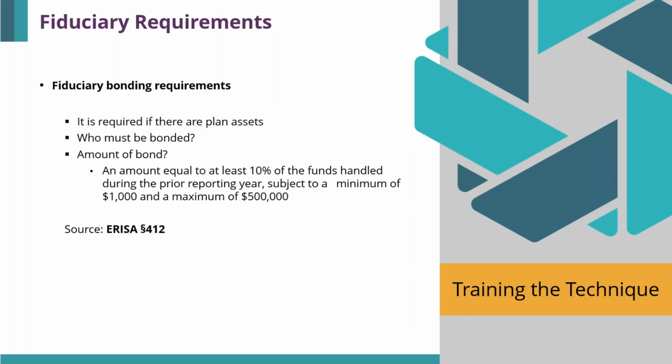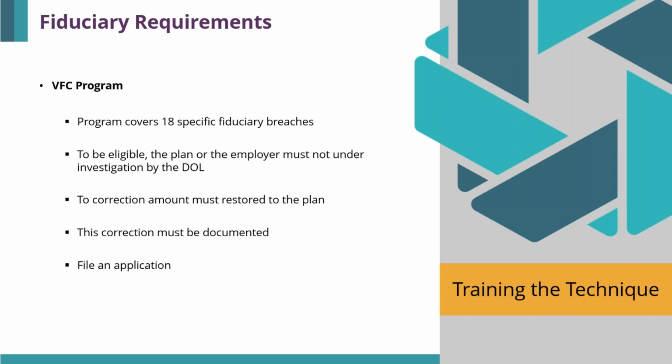That's what that describes. Also, if there are any fiduciary breaches, there's what's called a voluntary fiduciary compliance program. It covers 18 different fiduciary breaches. To be eligible, the employer must not be under any investigation. What you do is correct the situation and restore the plan to where it was. The correction is documented, you file an application, and then the DOL promises not to go after you.